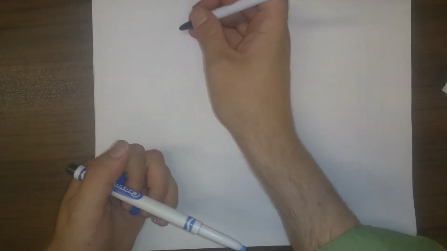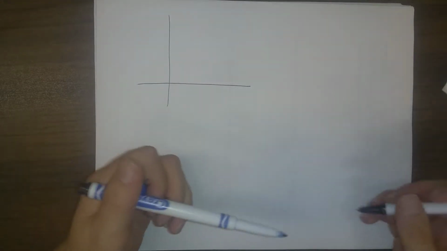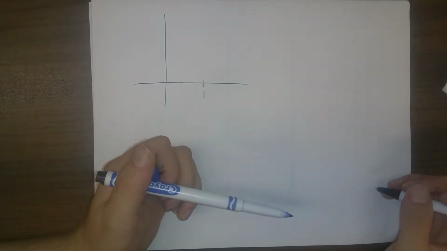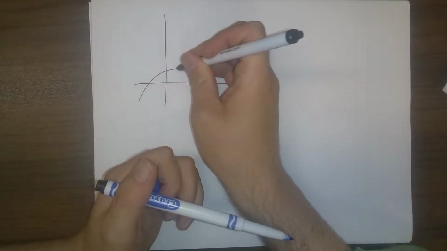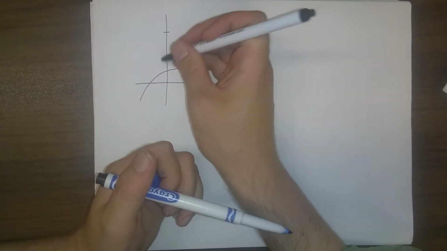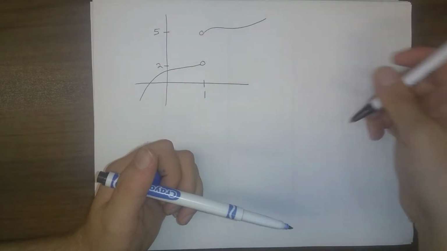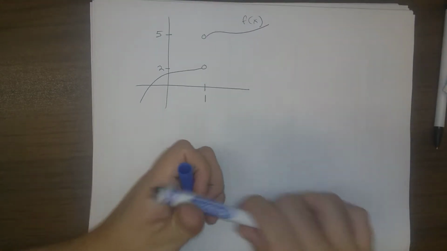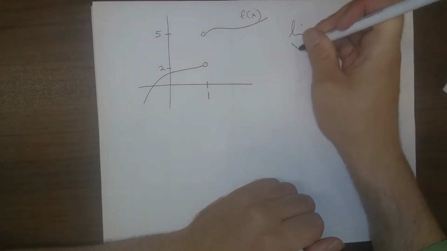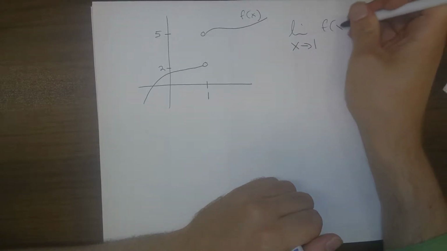So for video number 4 for section 2.2, let me draw the following motivating picture here, and we'll discuss it. Suppose I have a function, and it's not going to be defined at 1, let's say, and suppose it looks like this, where that is 2 and that is 5. So here's f of x. Taking a look at this function, we can ask, what's the limit as x goes to 1 of f of x?